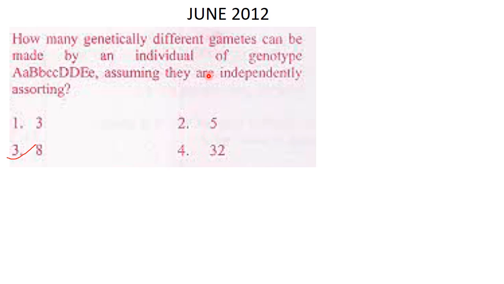So the number of gametes is given by the formula 2 raised to n, where n is the number of heterozygotes in the genotype. Here the number of heterozygotes is 1, 2 and 3. So 2 raised to n, so 2 raised to 3, that is 8. So the answer here is option 3, 8.